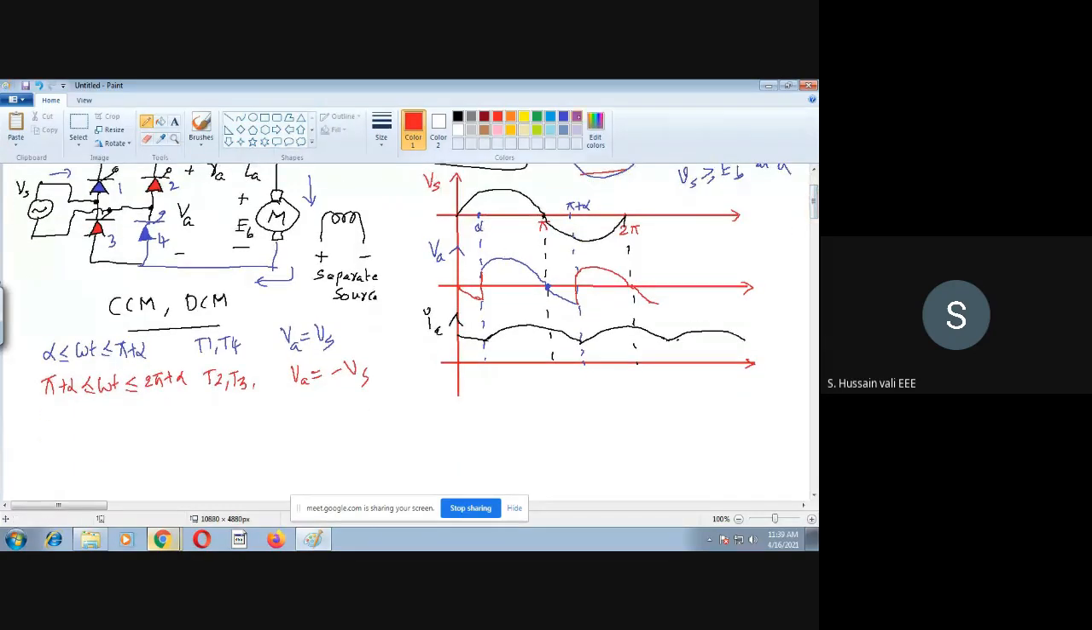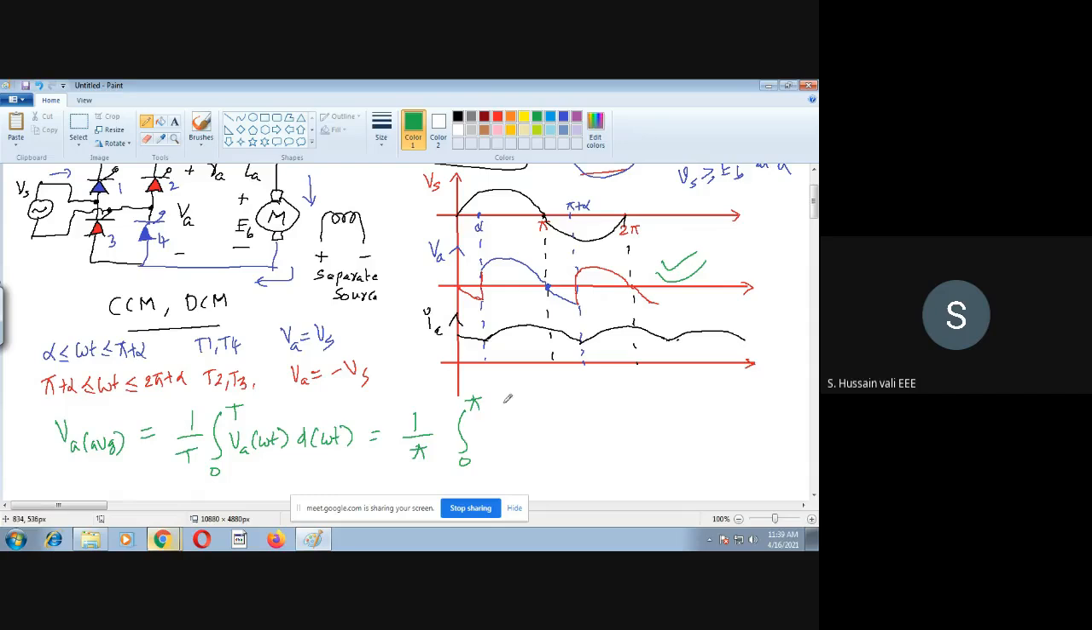This is the waveform for which we have to find the average. So V_avg is equal to the same thing: 1 by time period, integral 0 to time period, of V_a of omega t d of omega t. This is how we proceed. Now what is the time period here? It is pi. Pi is the time period.